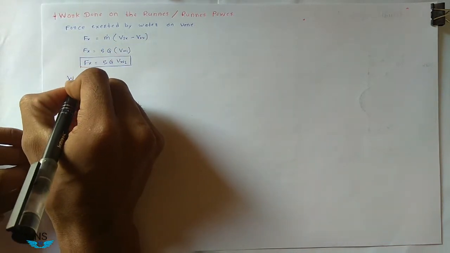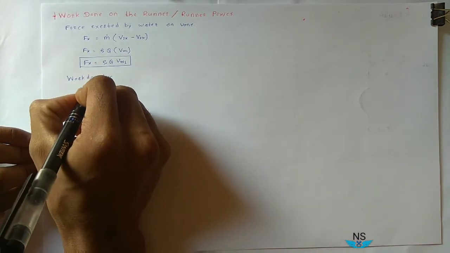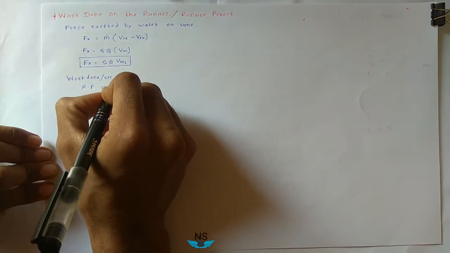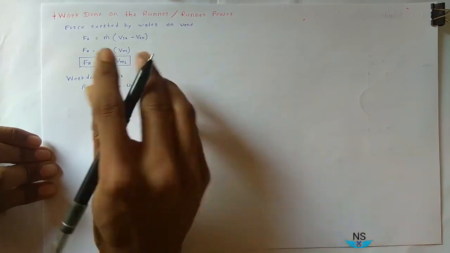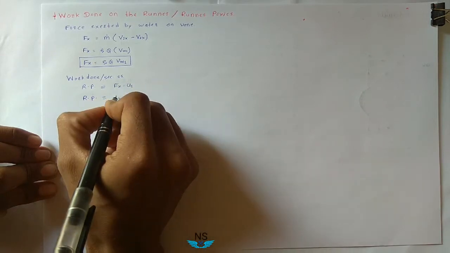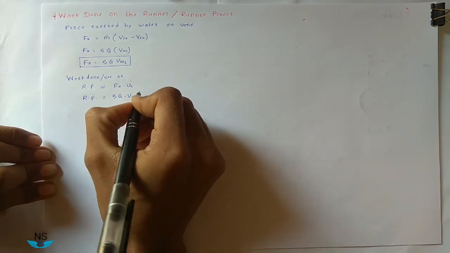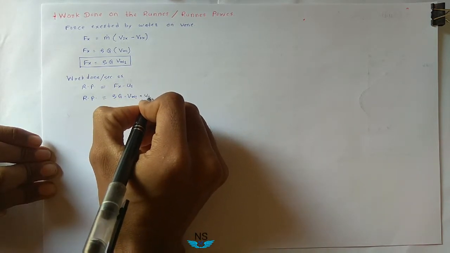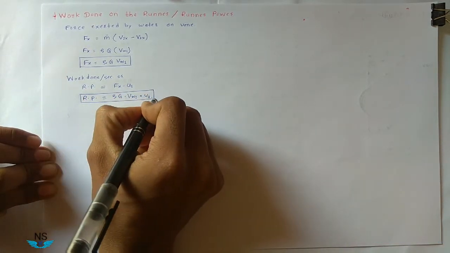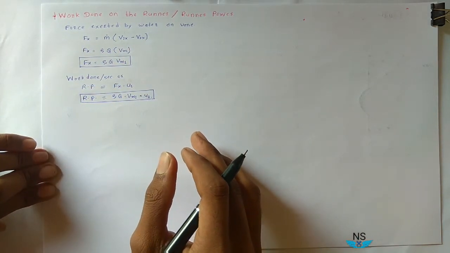Now the work done per second, or runner power, is equal to Fx into the velocity of vane u1. So runner power becomes Fx, which is rho Q Vw1, into the velocity u1. This is the runner power, or work done per second on the runner.